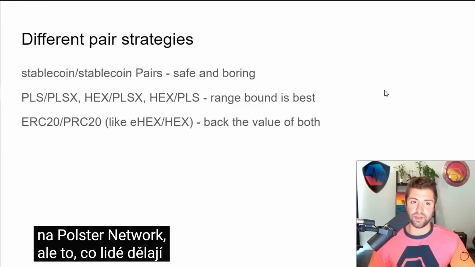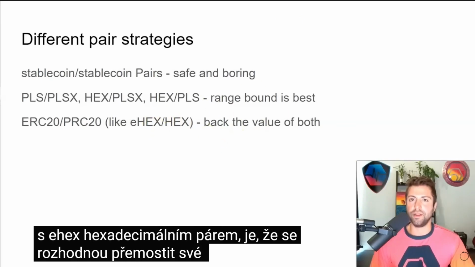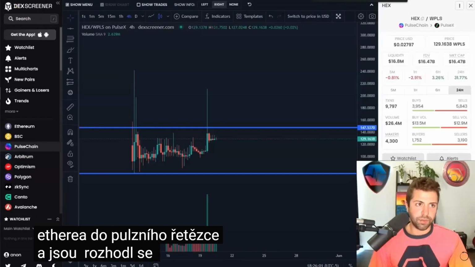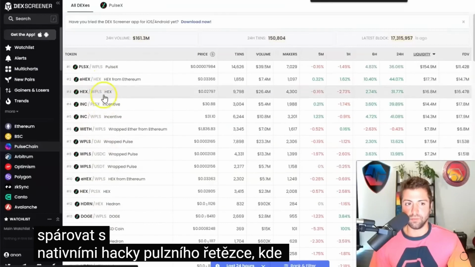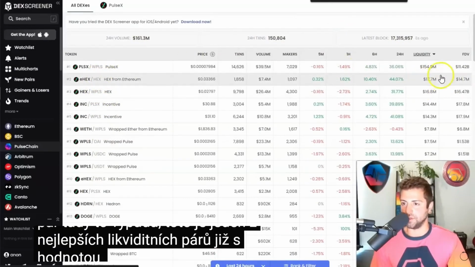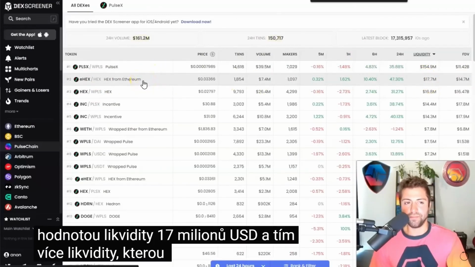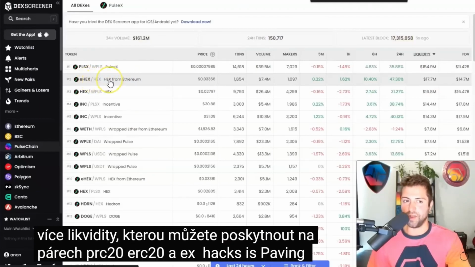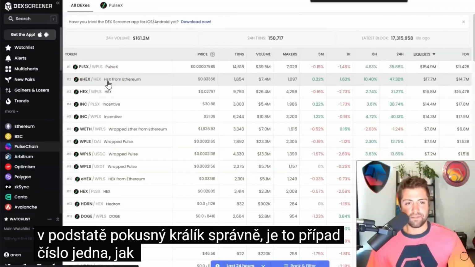But what people are doing, especially with the EHEX HEX pair, is they're choosing to bridge in their EHEX from Ethereum into PulseChain, and pair it to native PulseChain HEX. Where is that pair? Here it is. Look, this is one of the top liquidity pairs already with 17 million USD value in liquidity. And the more liquidity you can provide on PRC20, ERC20 pairs, and EHEX HEX is paving the way. It's the perfect example. It's basically the guinea pig, right? It's case number 1 for how this is actually going to work.